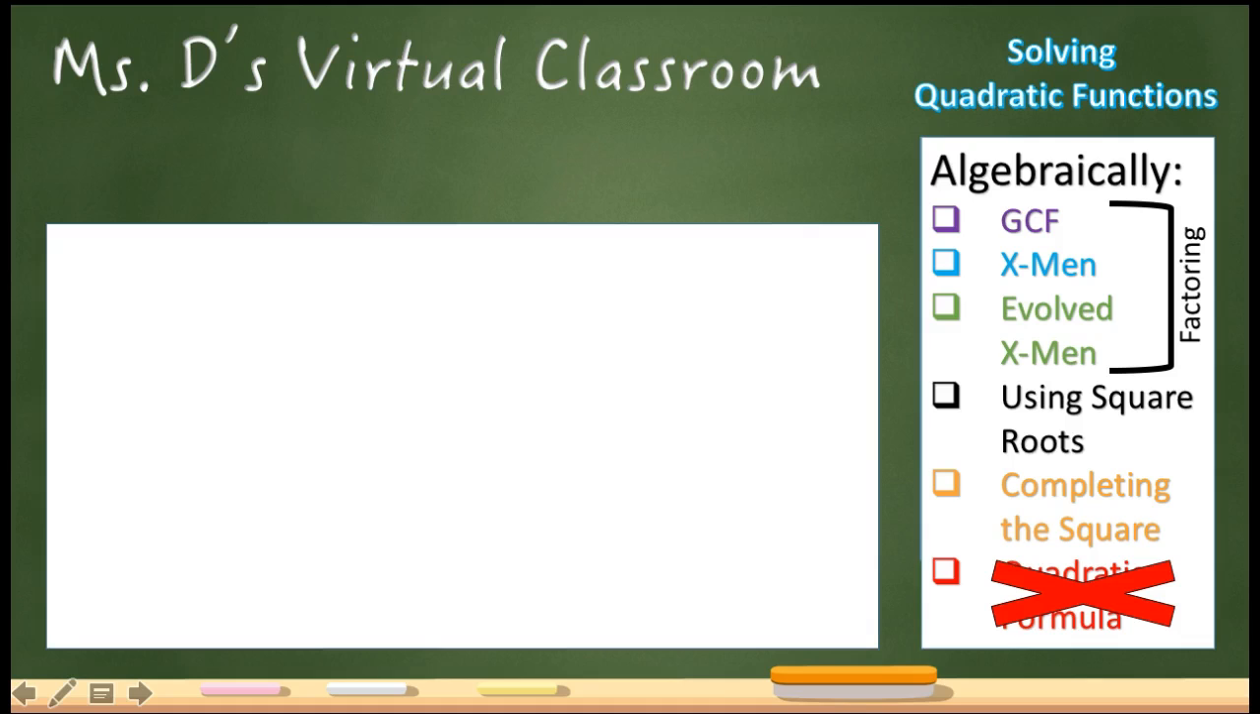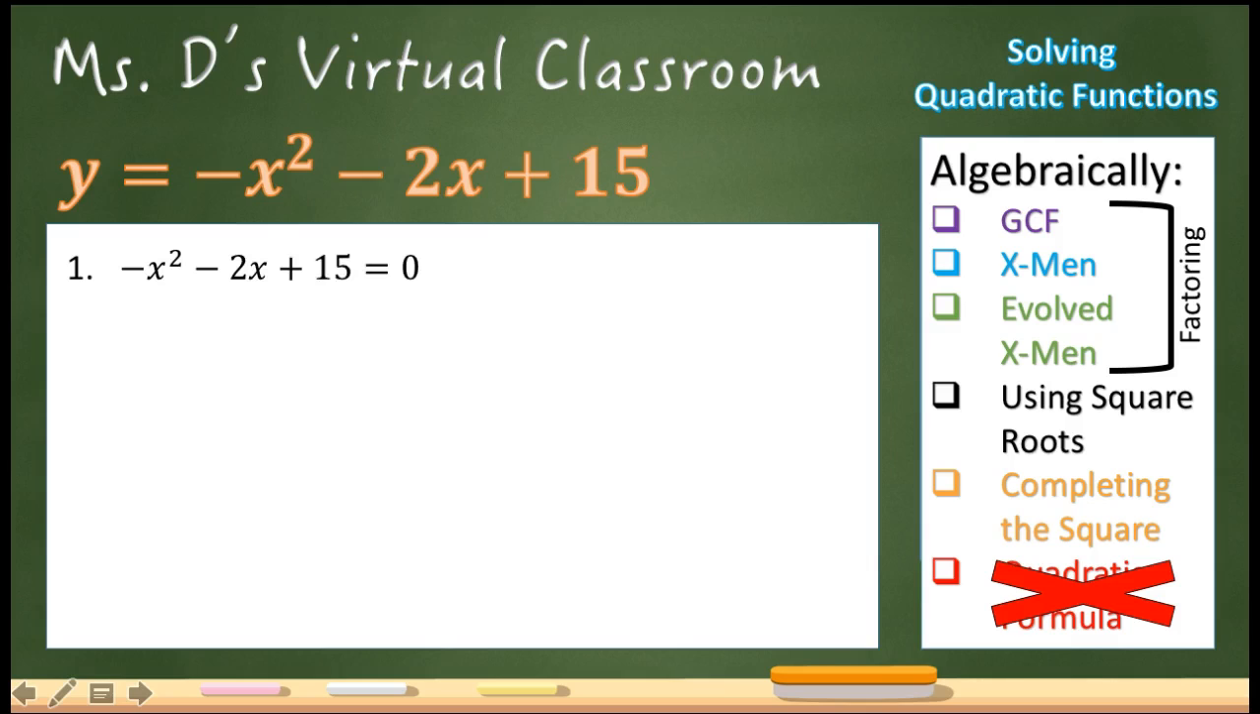Okay, let's start with the equation y equals negative x squared minus 2x plus 15. First, I need to set my equation equal to 0. Since there is a negative sign in front of the leading coefficient, I'm going to use the GCF method to factor out a negative 1 from all the terms.